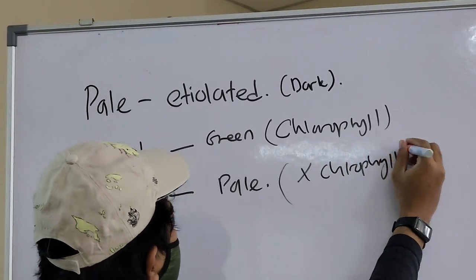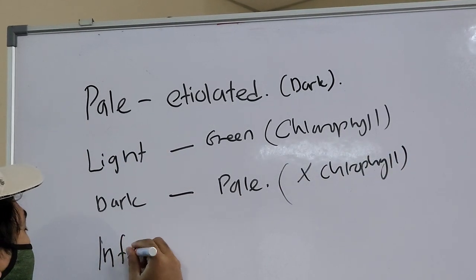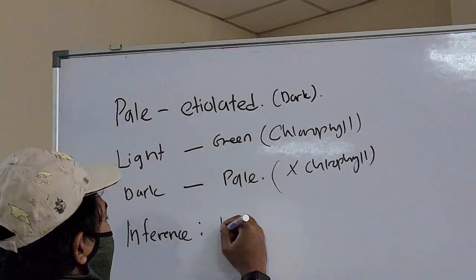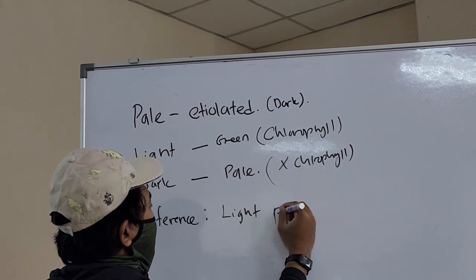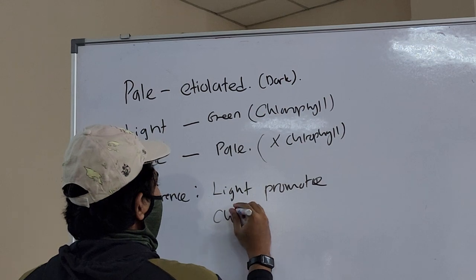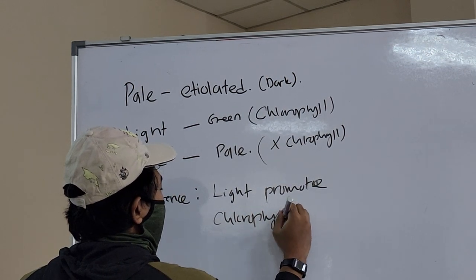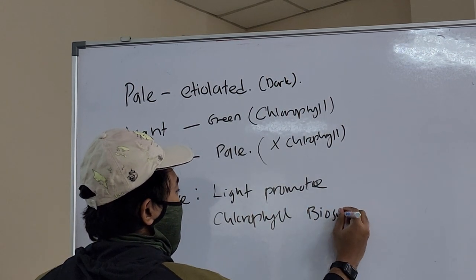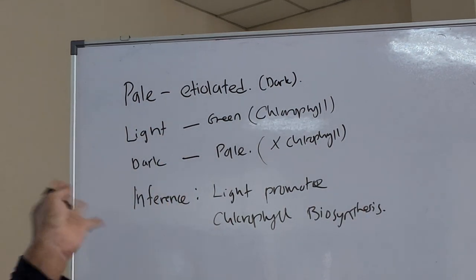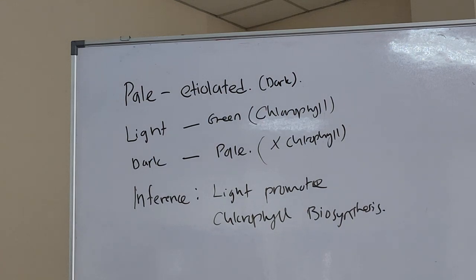So, the chlorophyll kind of not happening. From this, you can make a quick inference. You can infer light promotes chlorophyll biosynthesis. See, you already have one knowledge from just this observation. Without light, chlorophyll is not going to properly develop.